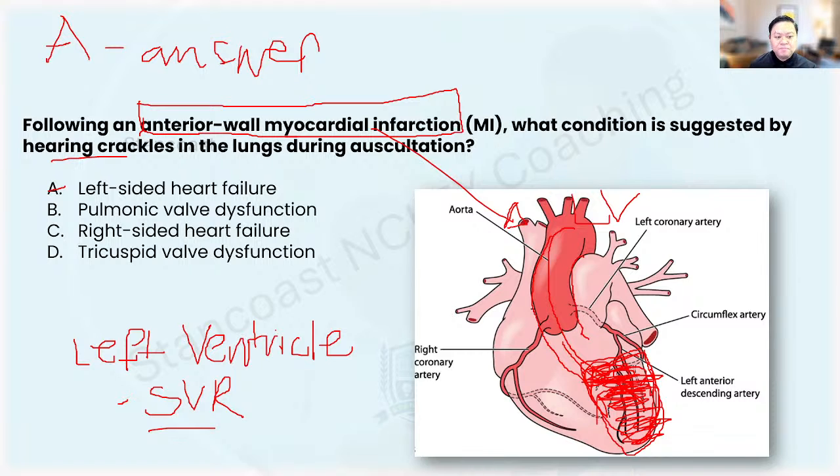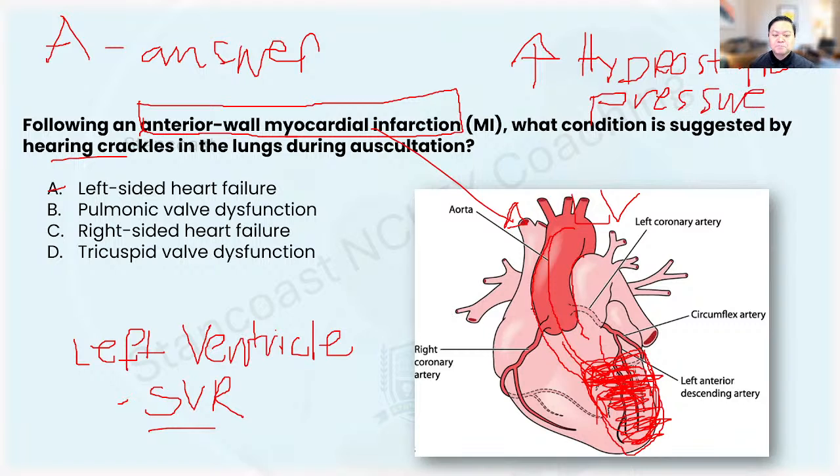So what's going to happen? It will now cause backflow of the blood into the left atrium and eventually into the pulmonary veins, and it will go back into the pulmonary capillaries, where it can lead to shifting of fluids from the pulmonary capillaries. It will now shift into the alveoli. That's why you're going to hear those crackles. And again, that's because of the increasing hydrostatic pressure in the pulmonary circulation. Hydrostatic pressure, because of that backflow.